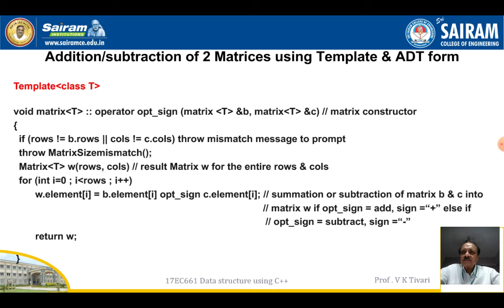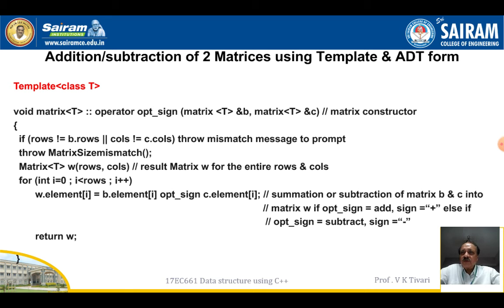We are starting the braces. If rows not equal to B rows, or the column not equal to C column, throw a mismatch message to the prompt. It means we are checking whether both matrices have the same rows and columns. Throw "matrix size mismatch"; this message should be displayed on the screen.